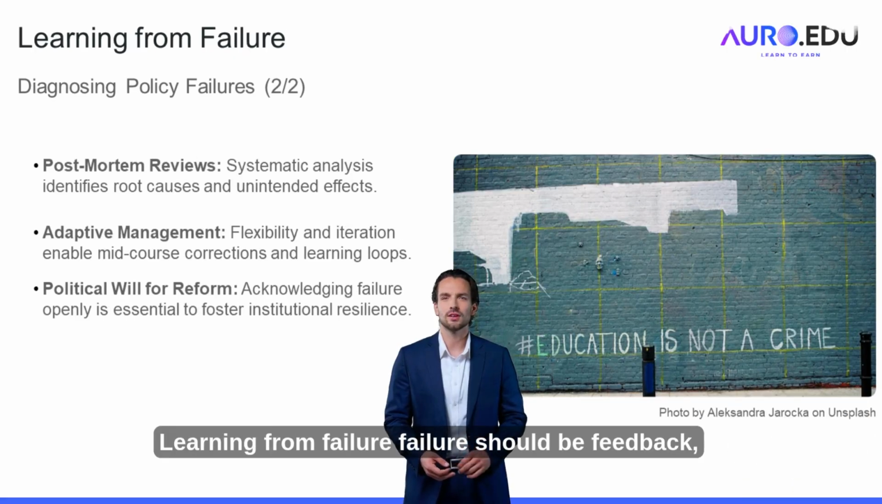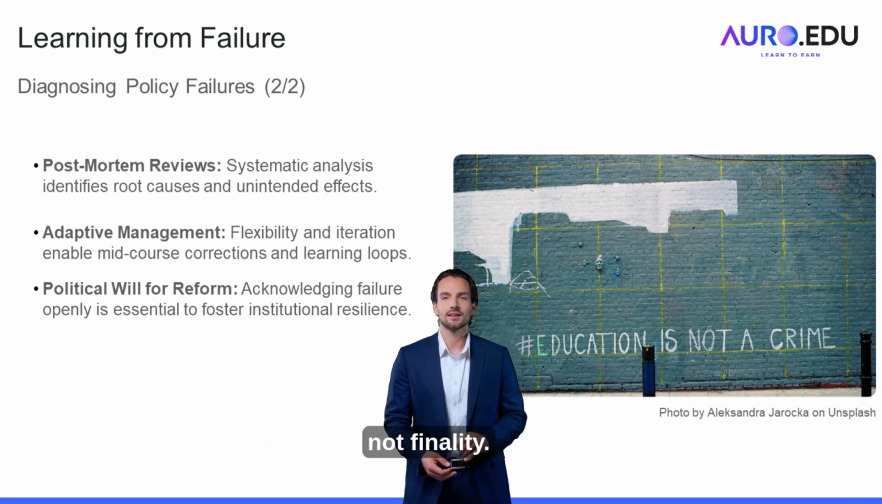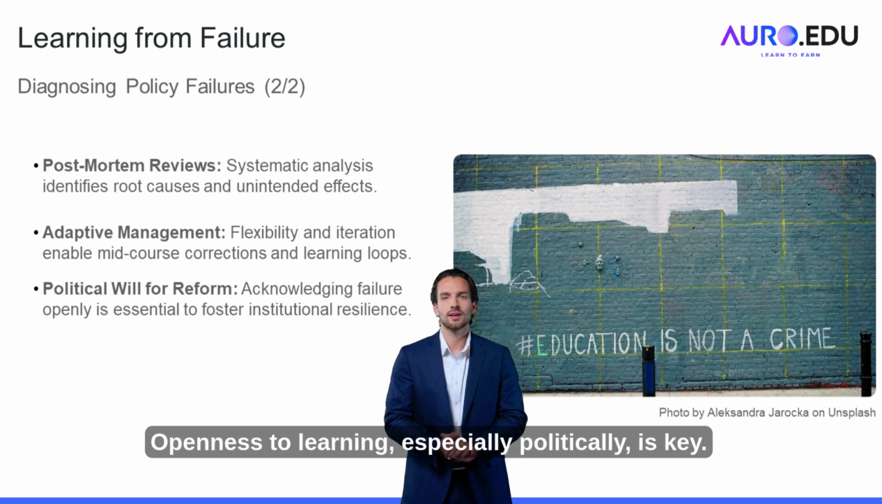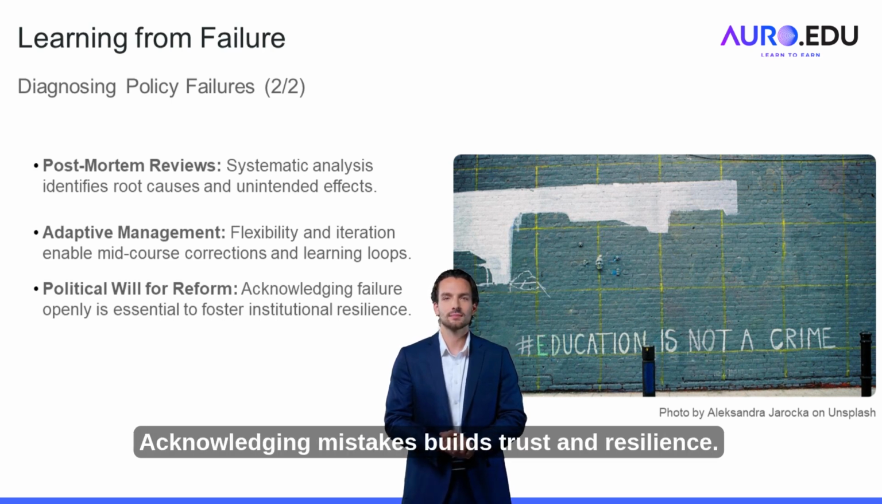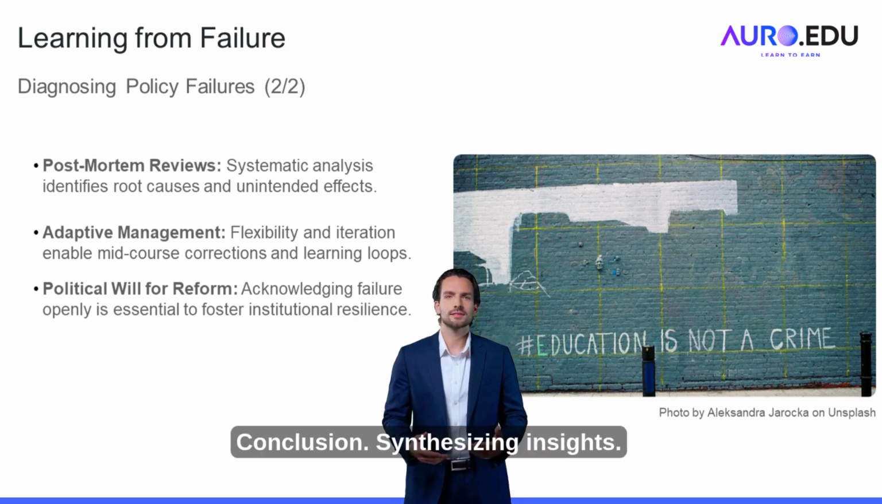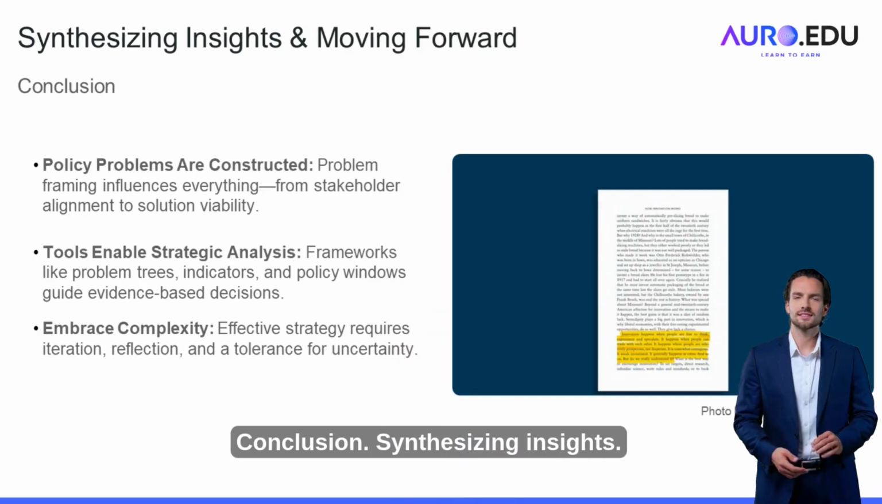Learning from failure should be feedback, not finality. Systematic reviews and adaptive management help recover and improve. Openness to learning, especially politically, is key. Acknowledging mistakes builds trust and resilience. That's how systems evolve. Conclusion: synthesizing insights.